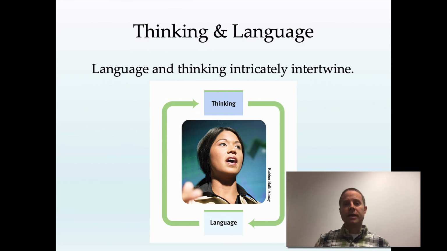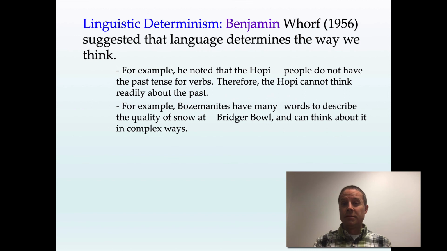So there's one more theory, and before I tell you the last theory, we need to know that language and thinking are critically intertwined, intricately intertwined. Without language, it's hard to think because we think in words. So there's one more theory that is about this, which is called linguistic determinism, and it's a guy named Benjamin Whorf who came up with this. He suggested that language sometimes determines the way that we think. If you have certain words and concepts at your disposal, you might think about the world in a different way.